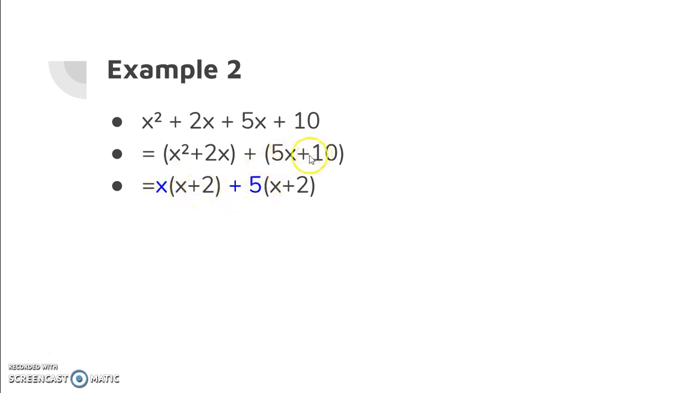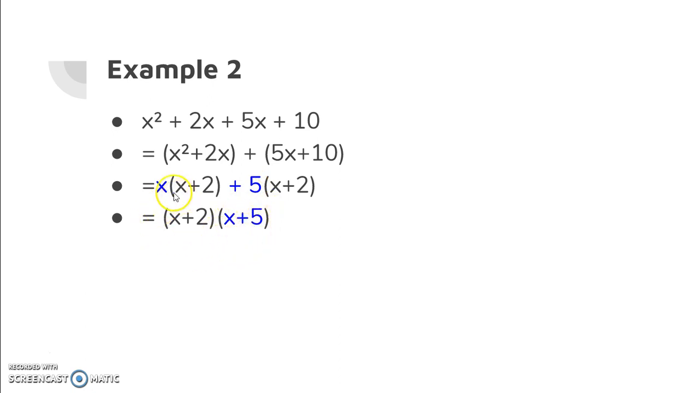Then I'm going to take the highest common factor of 5 from here. So if I take the 5 out, this is going to get 5 on the outside. On the inside, I have just the x plus 2. So it's 5 times 2 gives me 10. Do you see the common binomial factor? It's the x plus 2. So I can take the x plus 2 out, and then on the outside here is x plus 5. So that's my second binomial, x plus 5.